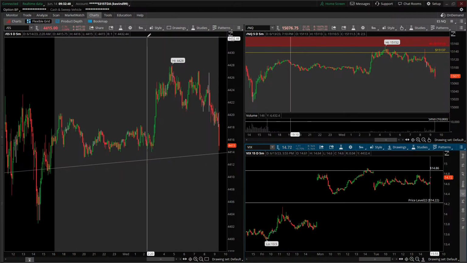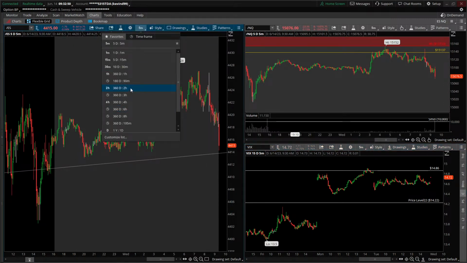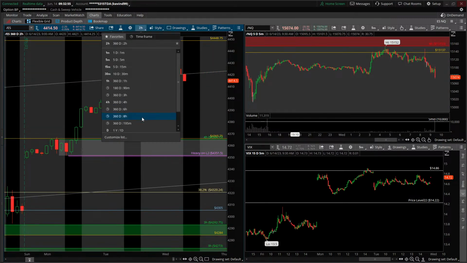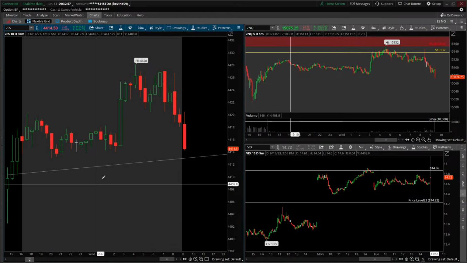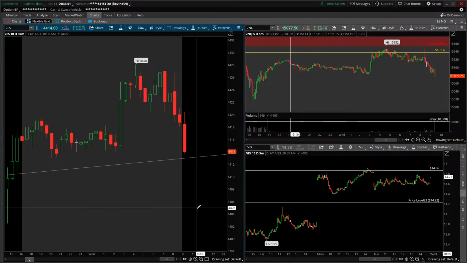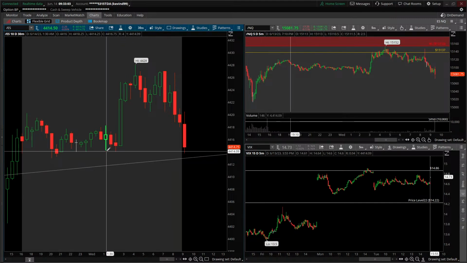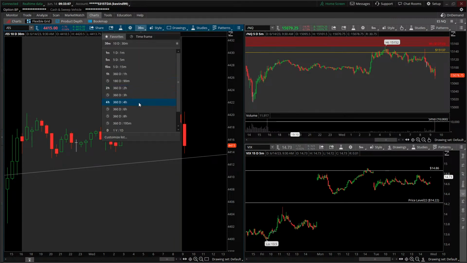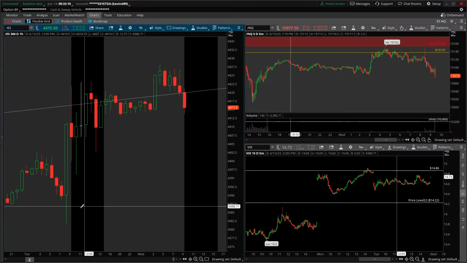Let's see if we have any demand zones on ES to be careful for. Start right away, go to the 30 minute. We did have this 30 right here, which stops right here, but it looks like we're about to break that, and we just did. So yeah, that's invalid.